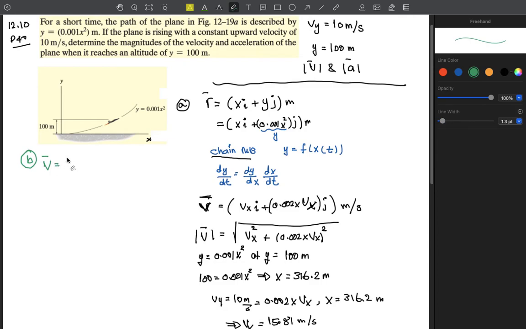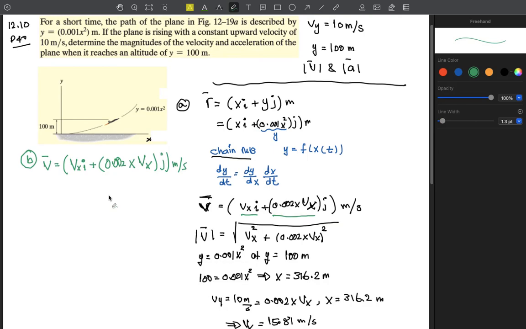Velocity is equal to the velocity in the x direction, right? The x velocity plus the velocity in the y direction, or in the j direction. So this is 0.002 x Vx in the j direction, meters per second. It's this equation, right? We start with this equation. Okay, now we need to differentiate that.